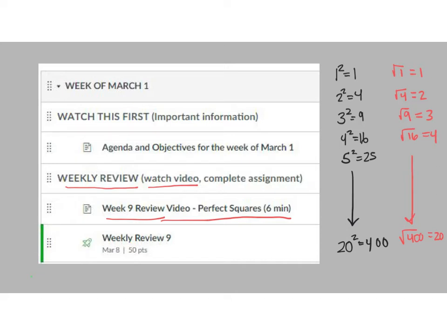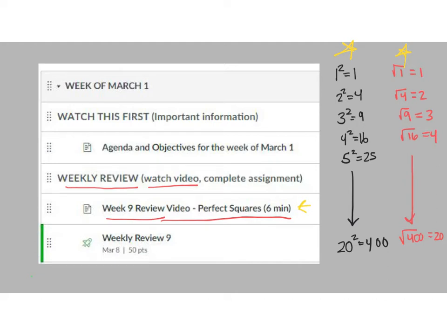And so what we want to do, as you can see over here, is make sure that you know those perfect squares and the square roots of perfect squares from 1 to 20 and from 400 to 1. And it's going to talk about this in this video as well.